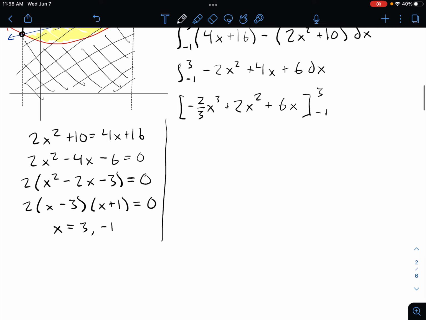Now we're going to put in our 3 and our -1. So we'll start with the 3. 3 cubed is 27, but divided by 3, it's just 9, and times 2, that's 18. 3 squared is 9, 18 again, plus 6 times 3, 18. So immediately we recognize that these two 18s are going to cancel, but we'll leave it for now. Put a -1 in, we get 2/3 plus 2 minus 6.